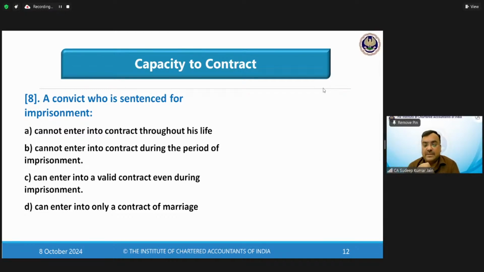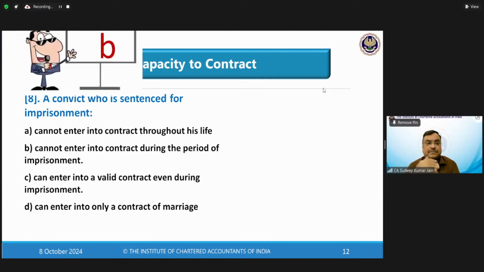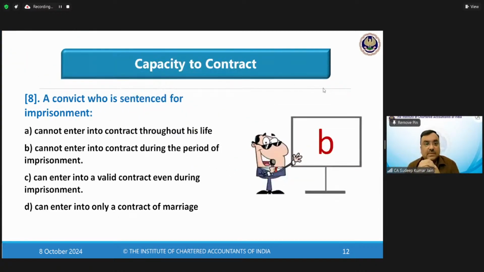Answer is: a convict who is sentenced for imprisonment cannot enter into contract during the period of imprisonment.